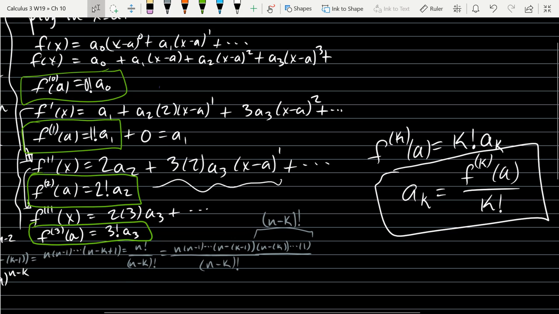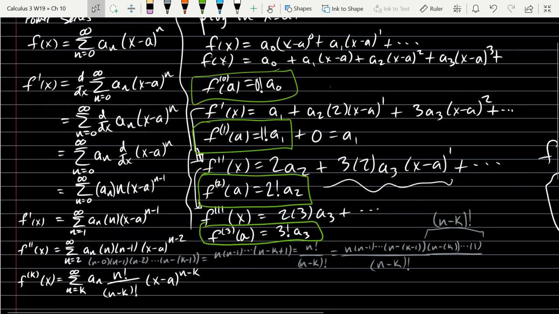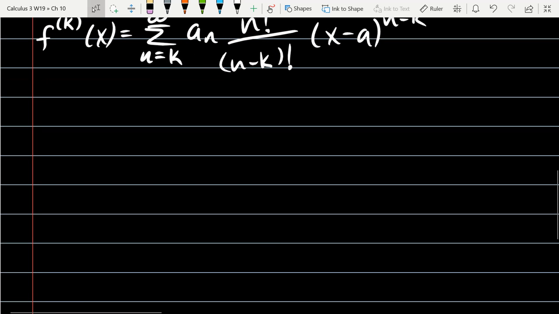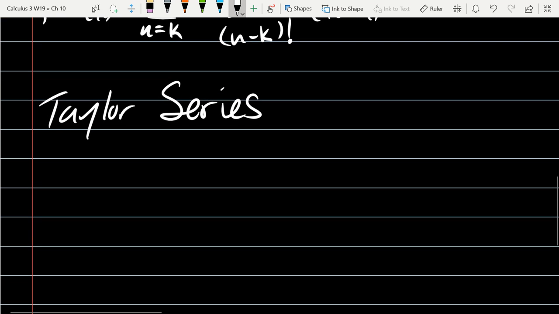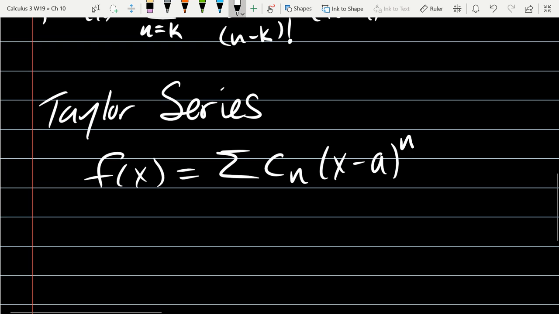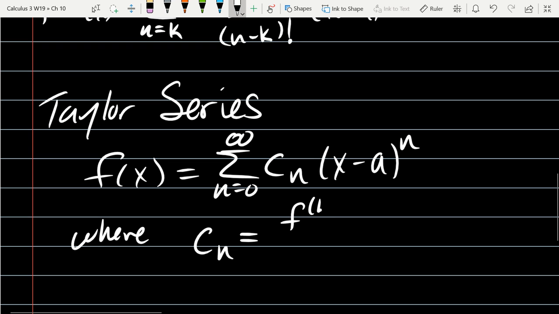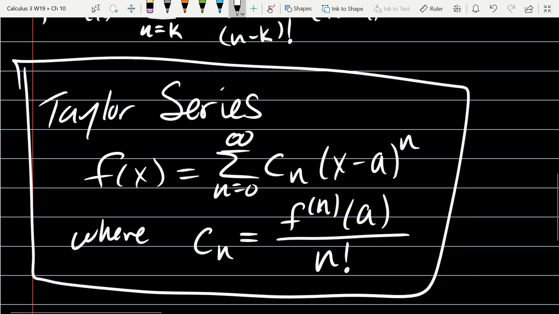So I think in my handwritten notes, I have the letters they use in the book. So I'm just going to rewrite it. They use c instead of a and n instead of k. So I'm just going to write that down here. So our Taylor series of x is the summation of c_n (x minus a)^n, n equals 0 to infinity, where c_n is the nth derivative, so f with the parenthesized n in the exponent evaluated at a divided by n factorial. So that's one of the first things to go on your cheat sheet right there.